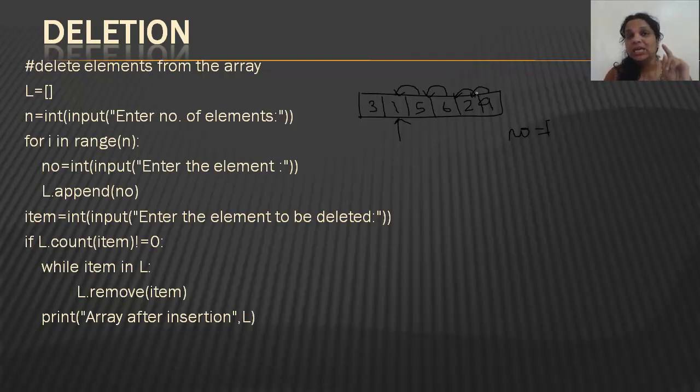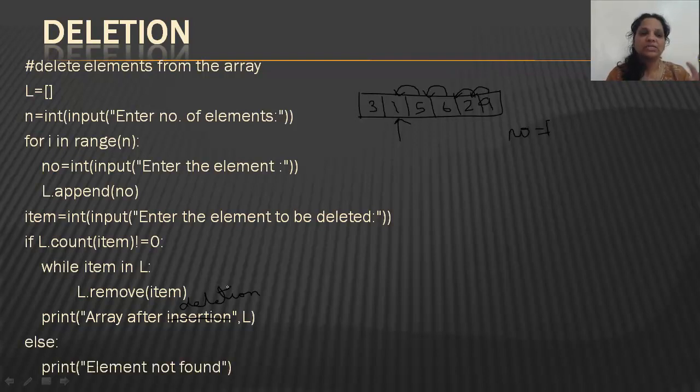Now let me tell you one thing. If the question says delete, you can perform this. But if the question says delete the first occurrence, then in that scenario, you don't need the while loop at all. You will just write L.remove item. Why? Because remove is anyway going to be removing the first occurrence. Is that clear? And then I'm displaying the array after the, sorry, my correction here, children. It's not array after insertion. It should have been array after deletion. I'm sure I must have just copied the statement from the previous program.